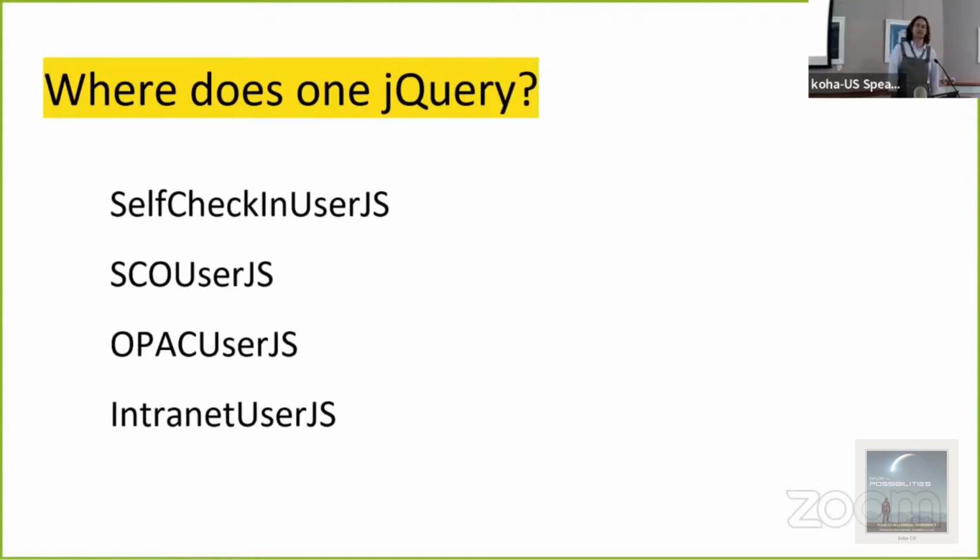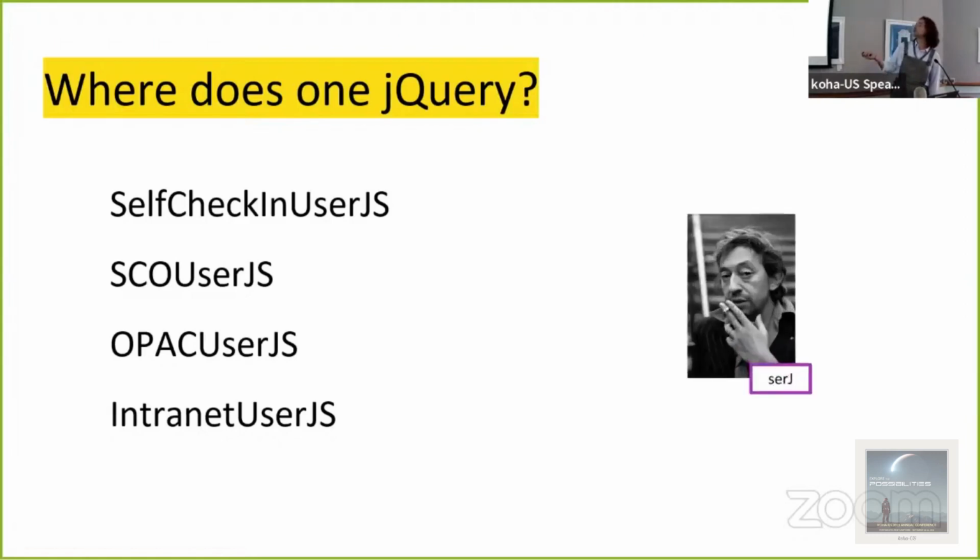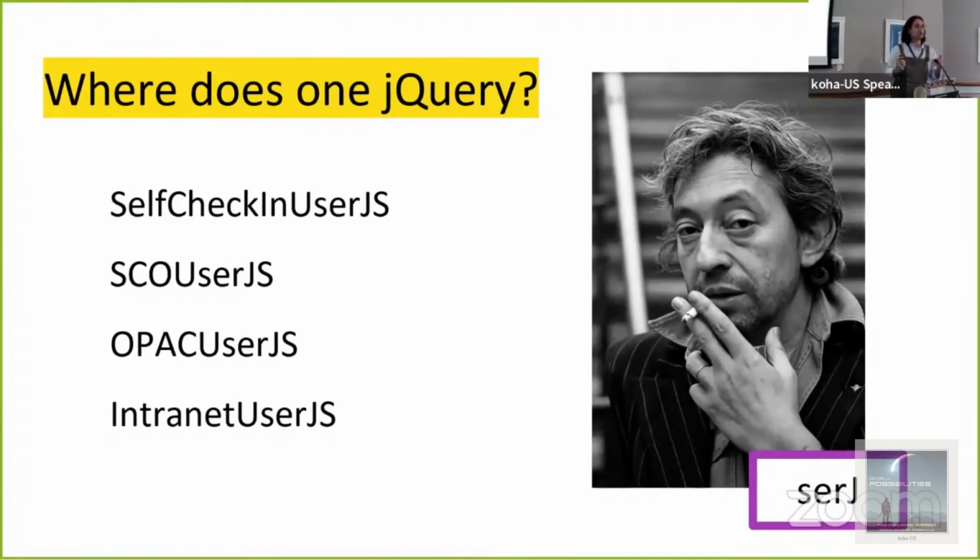Before I get into some specifics, where does jQuery go? It goes into these system preferences. I can't think of anywhere else you would squeeze jQuery into your Koha, probably somewhere. So you've got 4 system preferences just based on where you want that JavaScript to be applied: the self-check-in, the self-checkout, the OPAC, or the intranet user.js. I love a good system preference search that will bring you up a group of all your system preferences, and as a bonus gets you a funny word. So Serge, this is Serge Gainsbourg, French pop star, and he will find all of the jQuery system preferences for you.